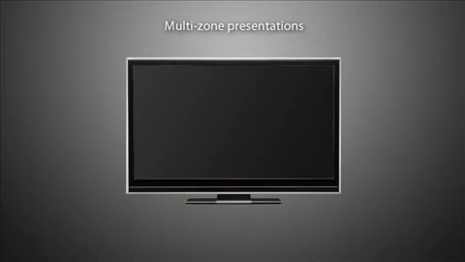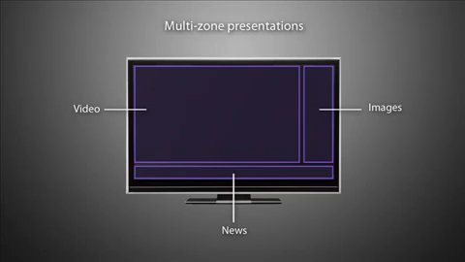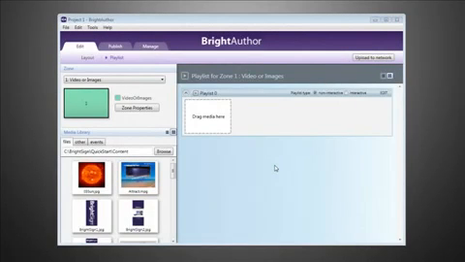Multi-zone presentations allow us to divide the screen into two or more sections or zones that can each display their own content, including pre-recorded or even live video, images, ticker feeds, or a clock. Each window zone contains its own playlist which can be fine-tuned using transitions, background colors, images, and fonts. So let's see how it's done.